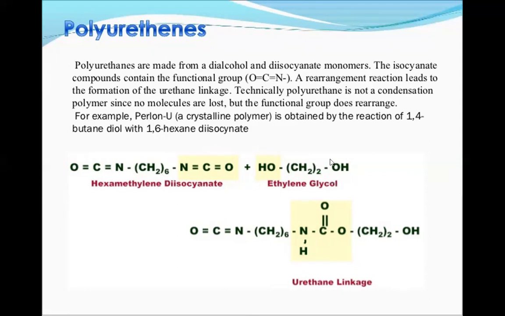This is the ethylene glycol. It is having the diol structure, and it is having the diisocyanate, which is having, this is one isocyanate linkage and this is another isocyanate linkage. These two reactants or the substrates will undergo the reaction in such a way that the functional group gets rearranged itself and forms this urethane linkage.